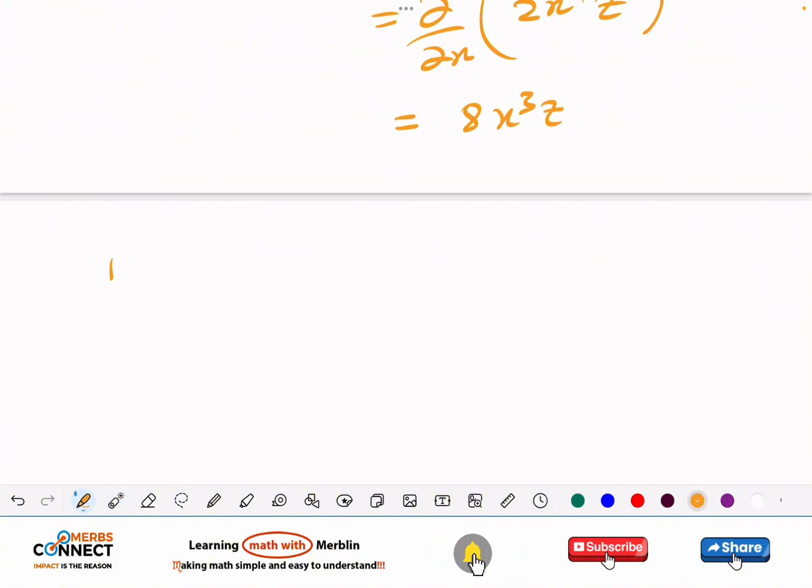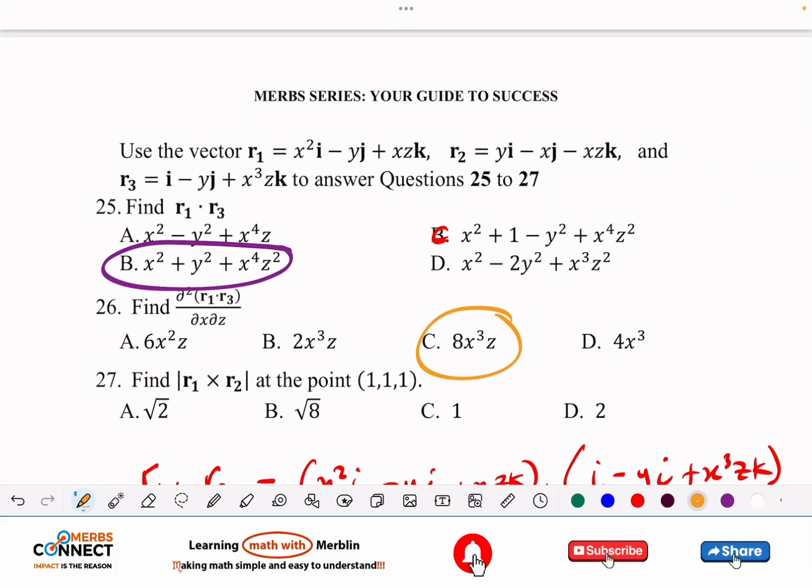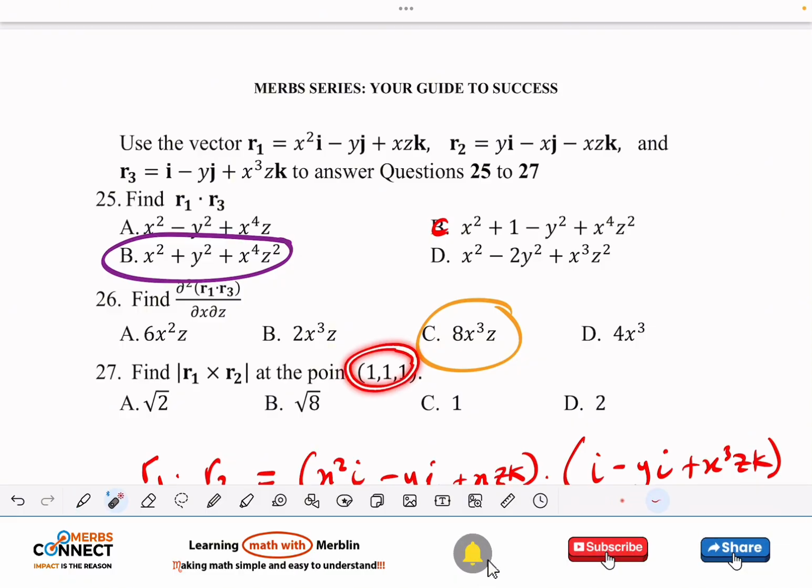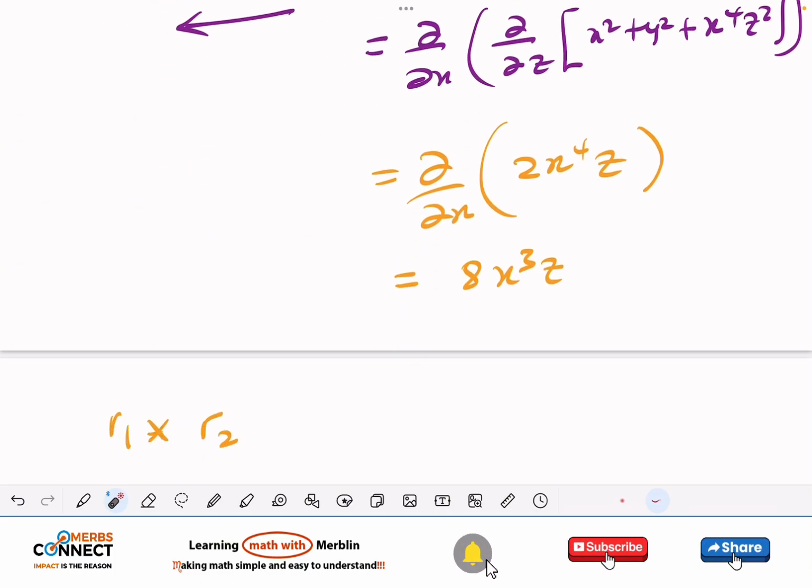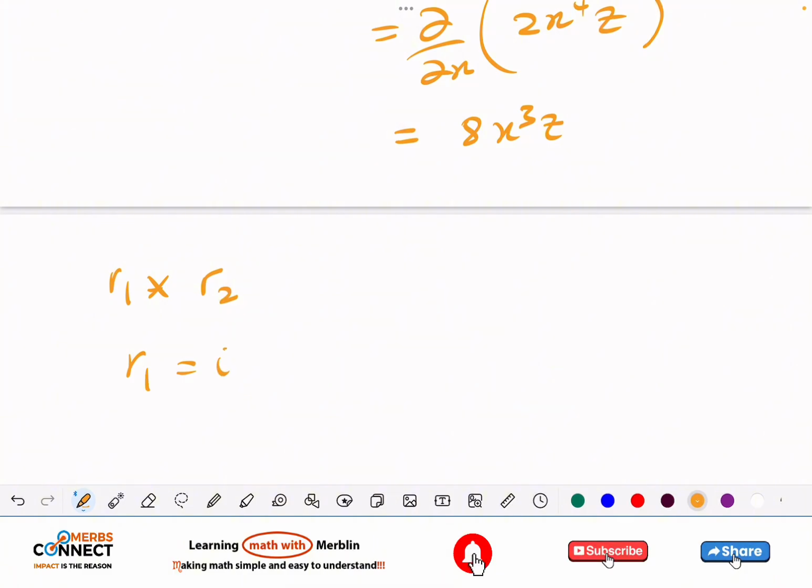So for me to find R1 cross R2, I'm going to find R1 first by putting in the point. So put 1 here, 1 here, 1 here. I'm going to have i, j, k. So this is going to be i minus j plus k when you plug in 1, 1, 1.